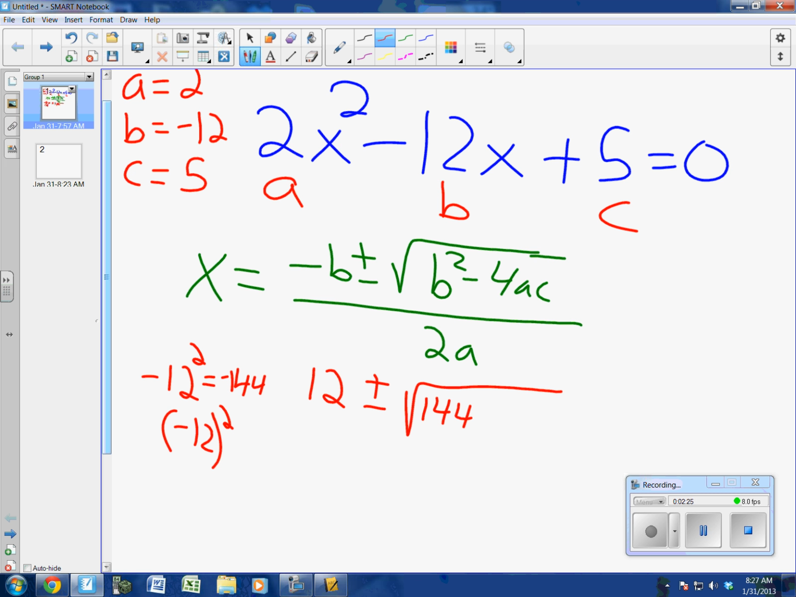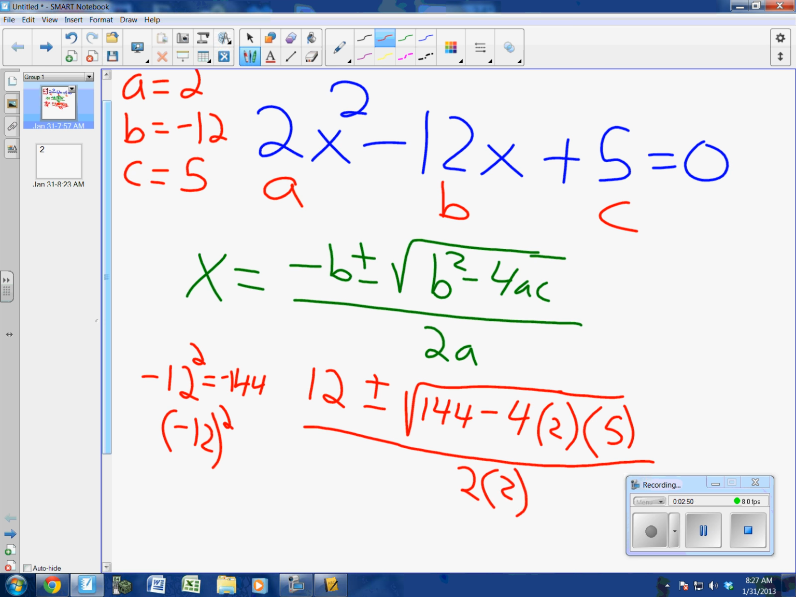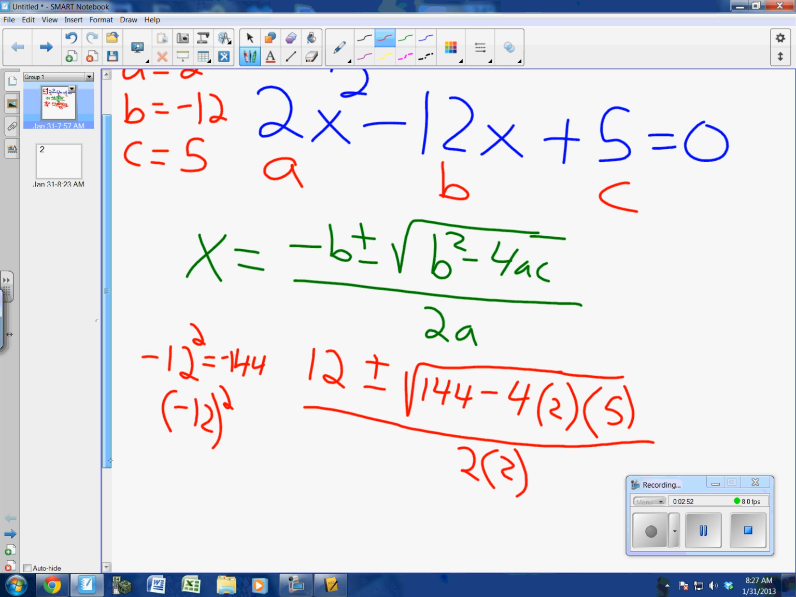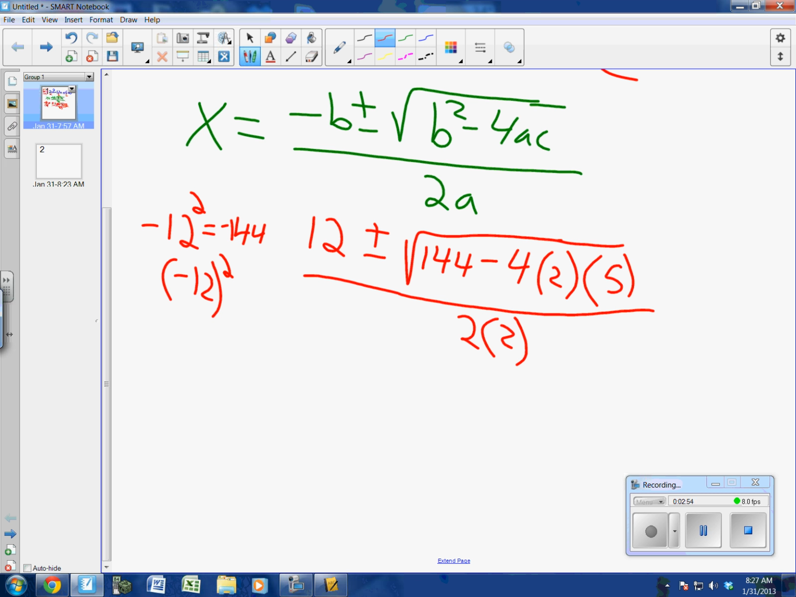All right, now, minus 4 times A, which is 2, times C, which is 5, all divided by 2 times A, 2 times 2. All right, now, yes. That is a good question.